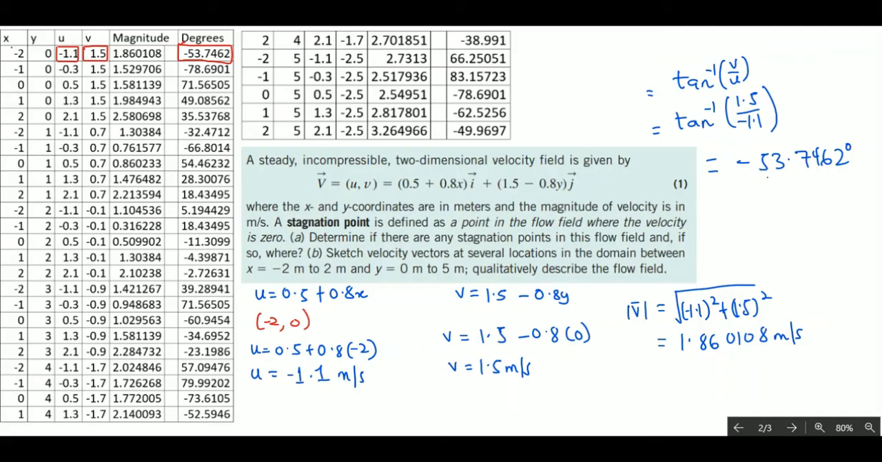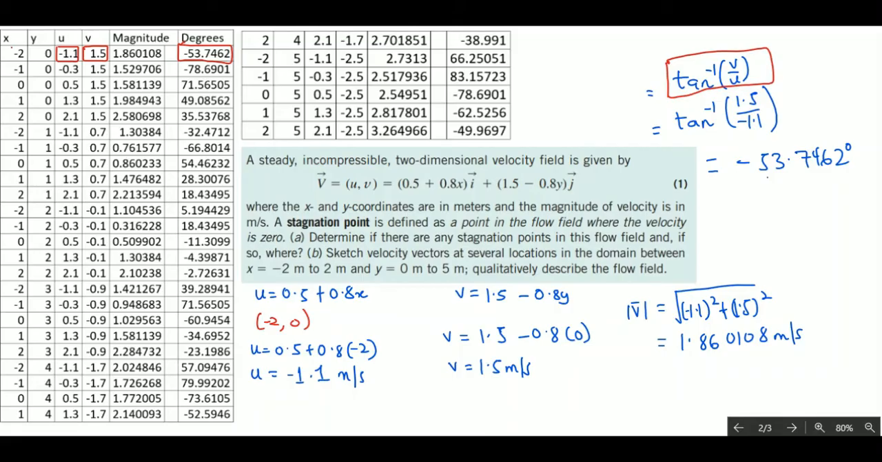Using the tan inverse formula, you see that this will be very, very tedious if you want to calculate, because you have a lot of x and y value combinations. Doing this will take a lot of time. That's why it is advised that you use Excel to generate the values.